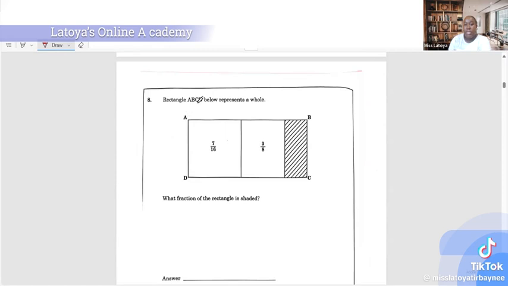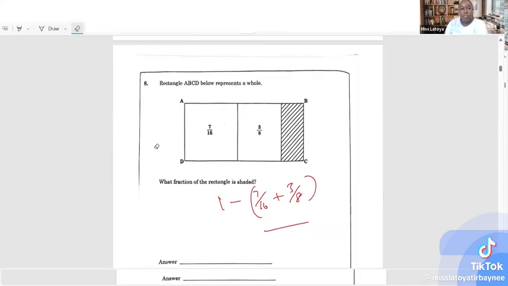Question 8, rectangle ABCD below represents a whole. It gives us 7 16ths, 3 8ths. What fraction is missing? There is more than one way to approach a question. What I'll do for this question is add and subtract from the whole. So it's going to be the sum of 7 16ths plus 3 8ths subtracted from the whole.